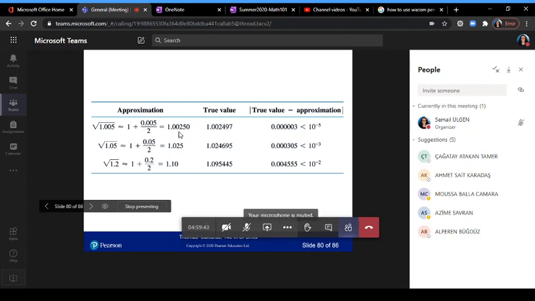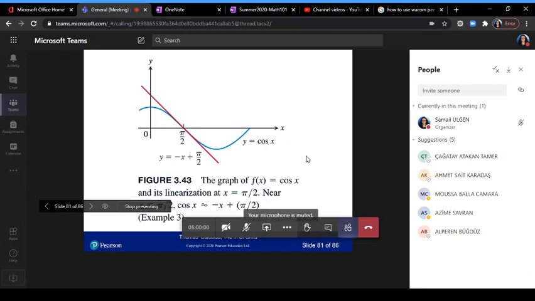This is the true value, this is the approximate value. Look at them, how close they are. This is the approximate value, this is the true value. Very close to each other. Approximate value, true value. Very close. So, don't worry and do the approximation to get closer values.